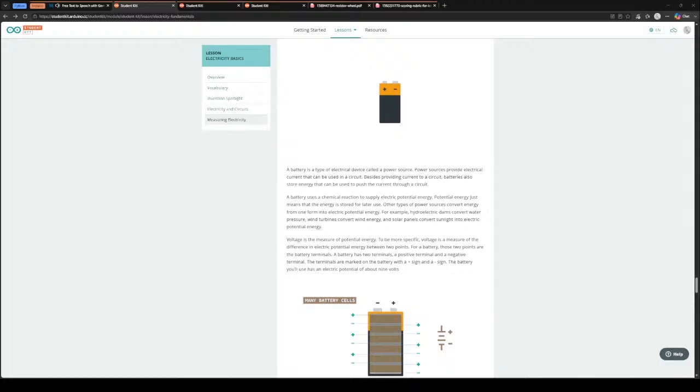To be more specific, voltage is a measure of the difference in electric potential energy between 2 points. For a battery, those 2 points are the battery terminals. A battery has 2 terminals, a positive terminal and a negative terminal. The terminals are marked on the battery with a plus sign and a minus sign. The battery you'll use has an electric potential of about 9 volts.